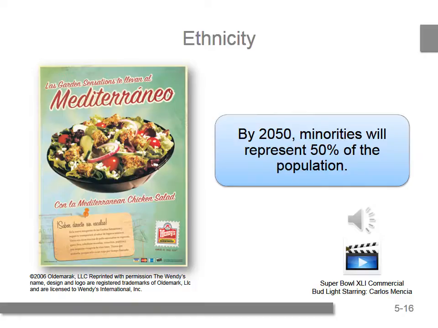Demographics are one of the macroenvironmental factors. Ethnicity is discussed on this particular slide. By 2050, minorities will represent 50% of the population of the United States of America. What steps can and should marketers take to respond to the changing ethnic mix of the United States?